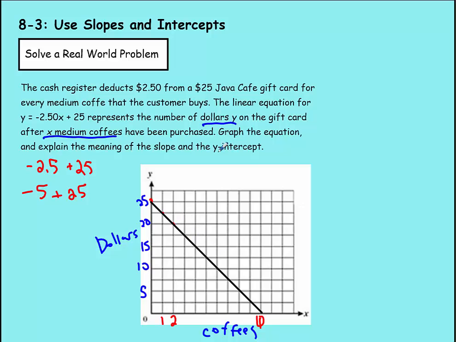And then the y-intercept would be, we have when x is 0, we have $25 on the card. Because that's what the y-intercept is. What is y when x is 0? When I haven't bought any coffees yet, how many dollars do I have? So that would be the meaning of the y-intercept.